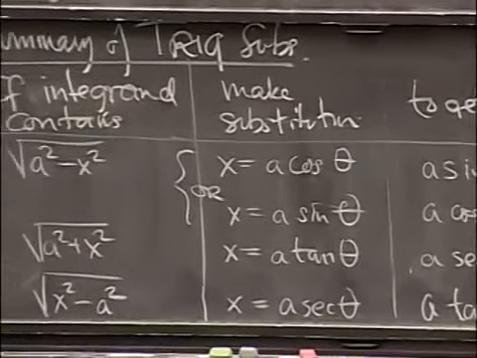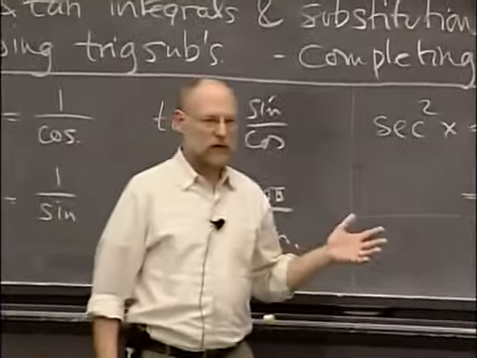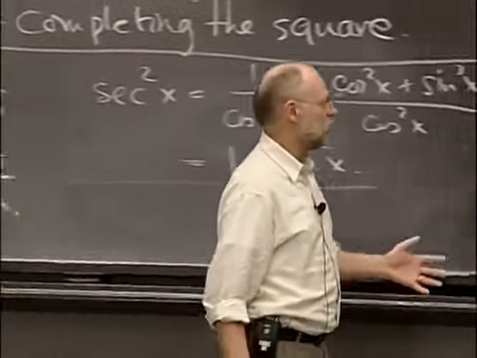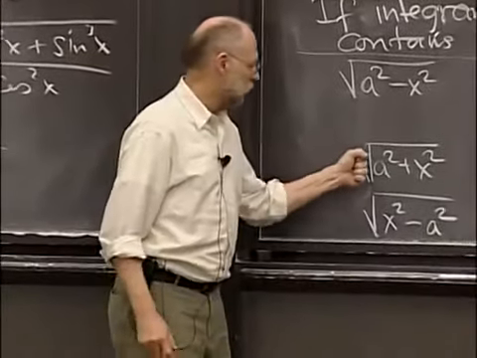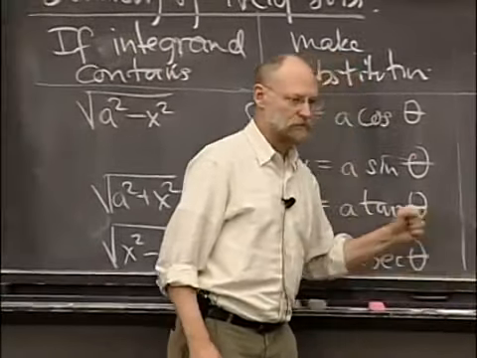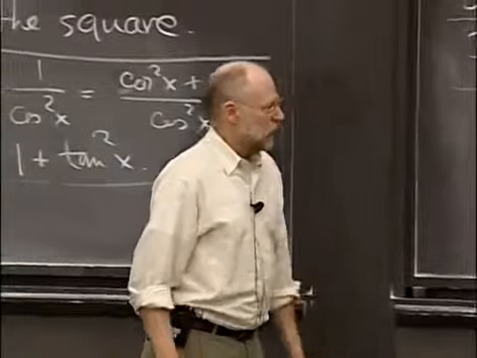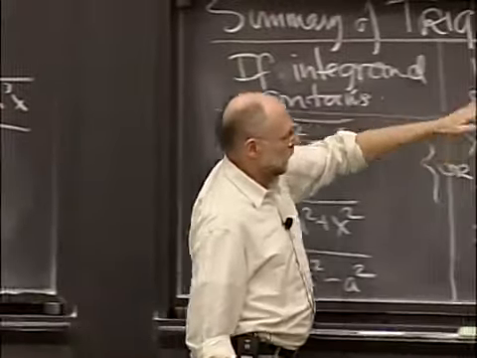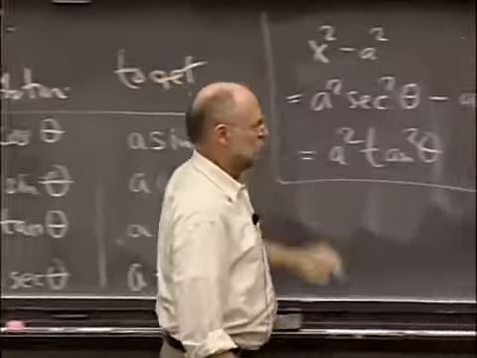So these are the three basic trig substitution forms where trig substitutions are useful to get rid of expressions like this and replace them by trigonometric expressions. Okay. And then you use this trick. You do the integral if you can, and then you use this trick to get rid of the theta at the end.